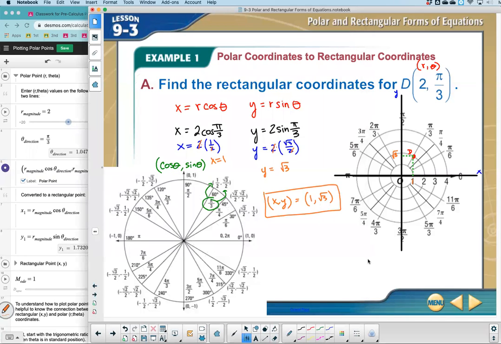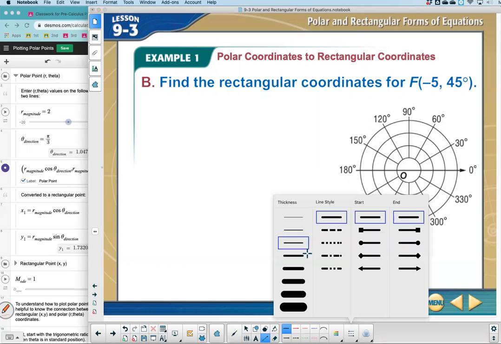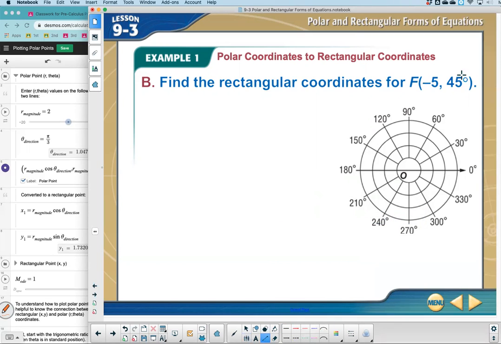So we did that one correctly. Let's try again. B here. Find the rectangular coordinates for the point F, which is listed at -5, 45. So if you remember what that means, that -5 magnitude means don't go 5 circles towards 45 degrees, go away from it.